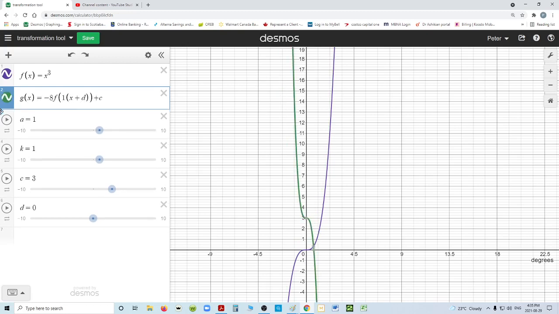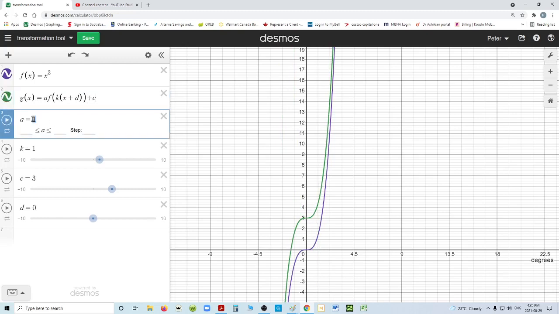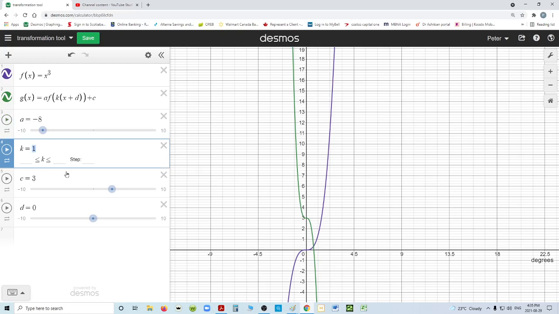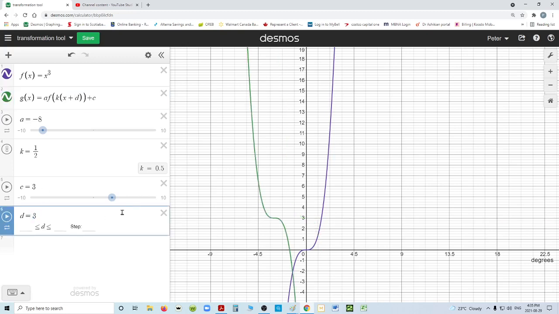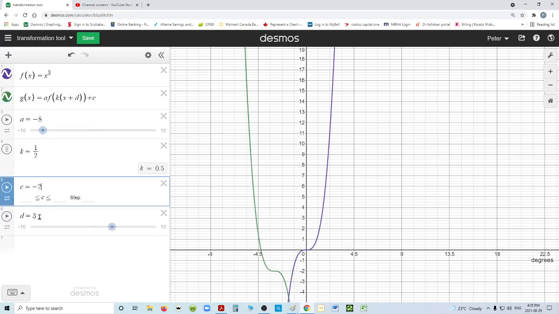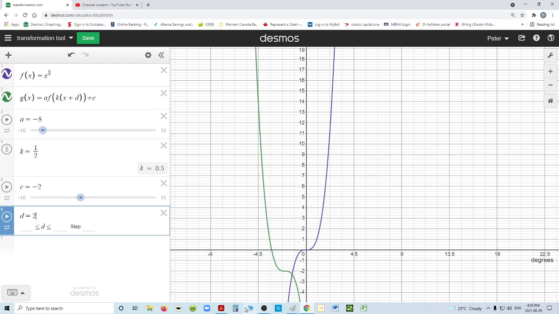Nope, I should have used all my values. My A value is going to be minus 8. My K value is going to be a half. My D value, I should actually have it as minus in there. It gets confusing, I just kept D as plus so that I would know what's going on. But it's 3, and of course my C is minus 3. Sorry, D is 2.